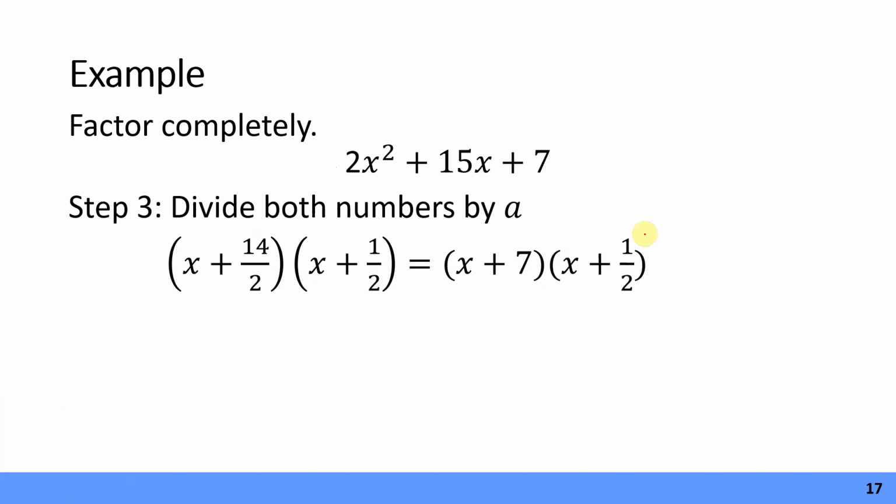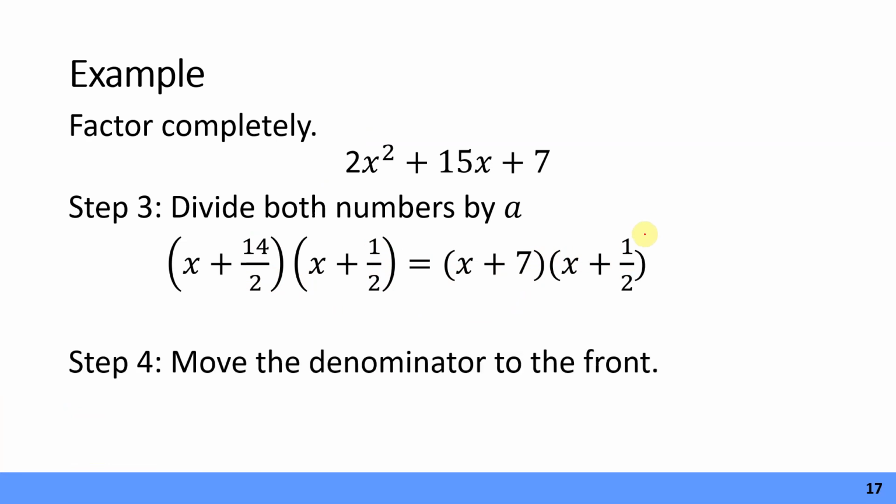1 over 2 just stays as 1 over 2. Now, like I said on step number 4, if you end up with a fraction, which we did here, don't panic, it's super easy. You move the denominator to the front. Denominator is the number on the bottom. So all I'm going to do is this ugly fraction. To get rid of it, I'm going to move that denominator to the front.